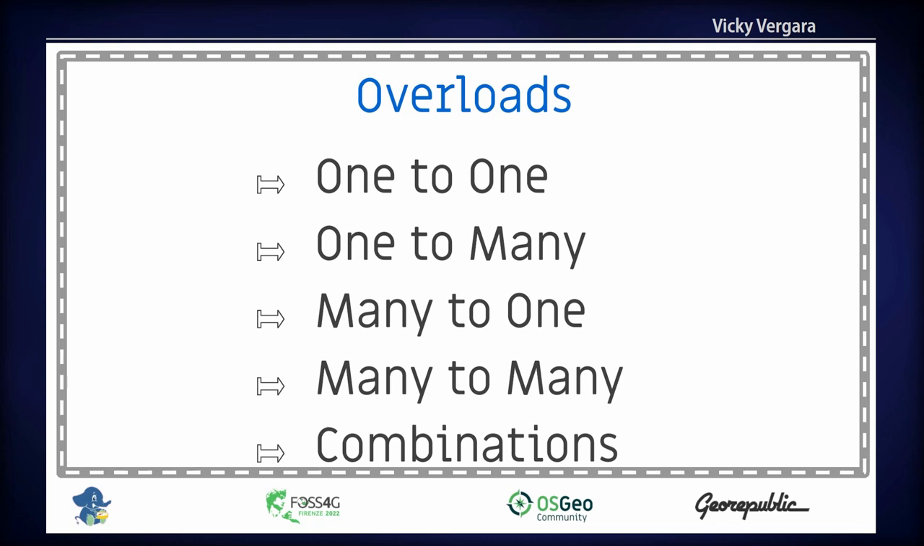So, pgRouting has grown so much. When I started with pgRouting, there was basically the one-to-one version of the function Dijkstra. And of course, the set of functions was like 12 instead of 70-something. So now we have these overloads: one-to-one, one-to-many, many-to-one, many-to-many, and combinations. So the first four are, to simplify, a request where you can make many requests at once.